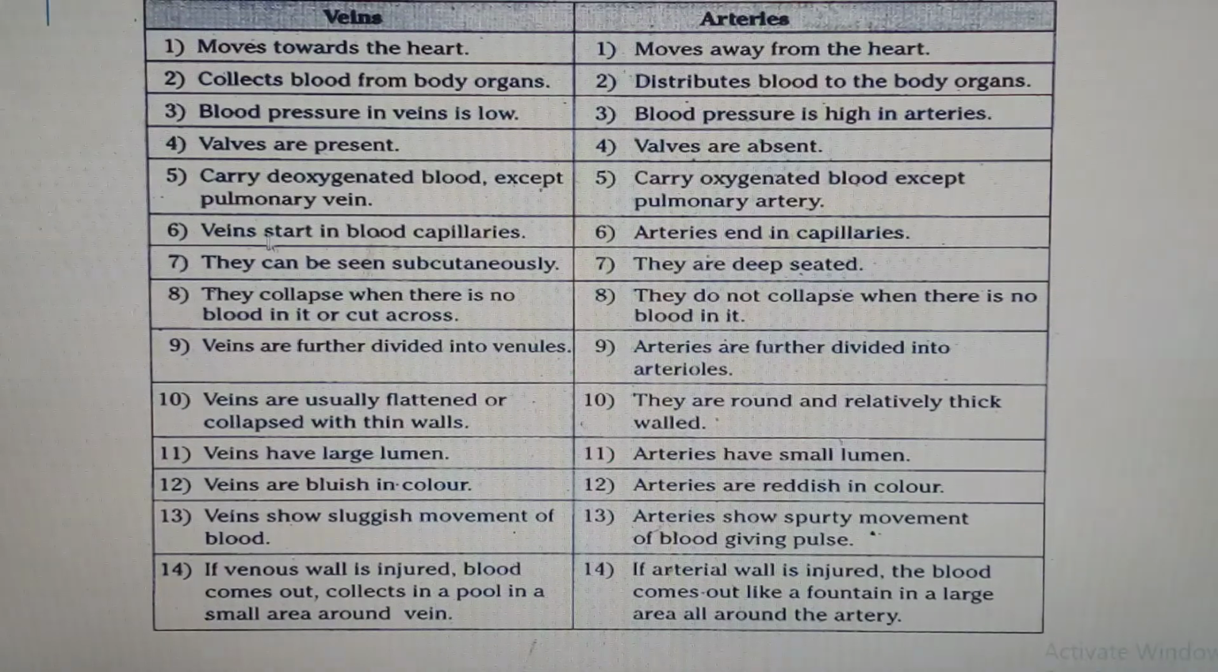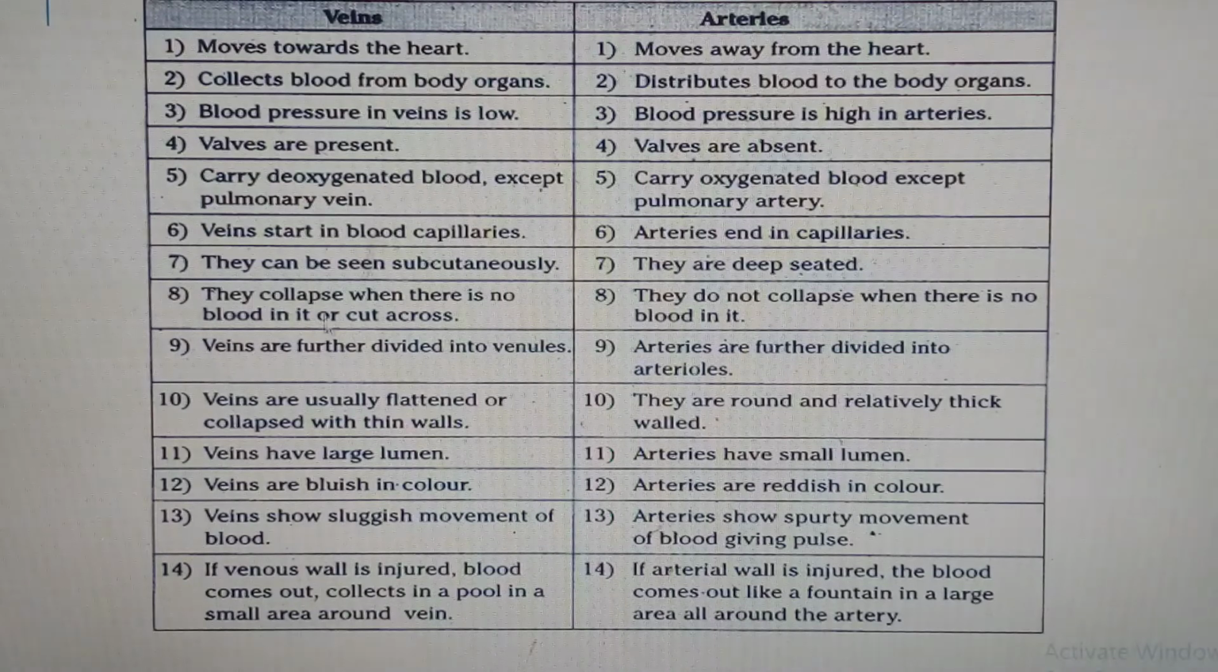Then veins will begin from capillaries, and arteries will actually terminate in capillaries. Then veins, usually because blood is flowing through under low pressure, can be superficial, because even if there's a cut, you don't lose a great deal of blood. So veins tend to be a bit superficially placed, but arteries are deeply placed, because blood will be flowing through under great pressure. Therefore, if it's superficial and there's a cut and blood is oozing out, then you can lose a great deal of blood and death may result.